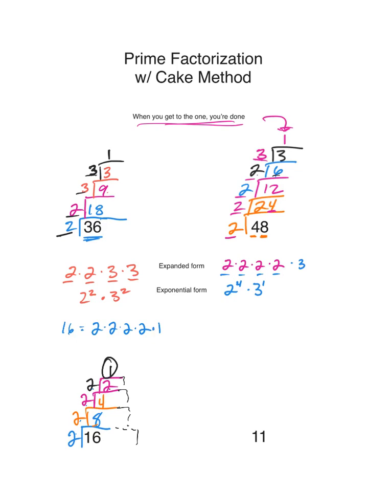But so 2 times 2 times 2 times 2, which means this is going to be 2 to the 4th because there's 4 factors of 2. And so this is our expanded form. And this is our exponential form.